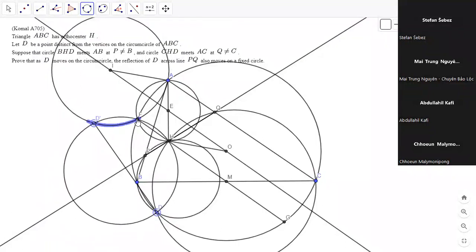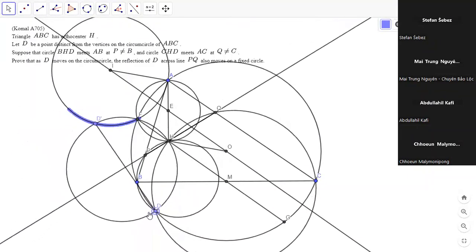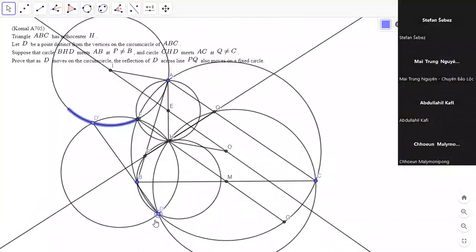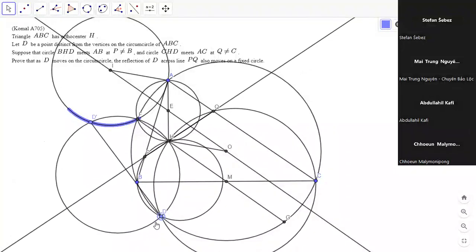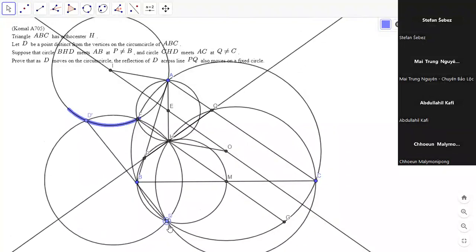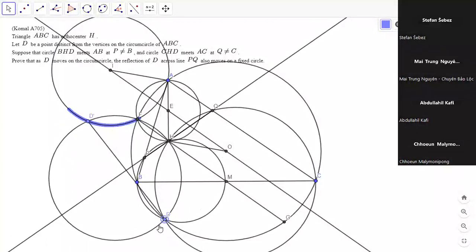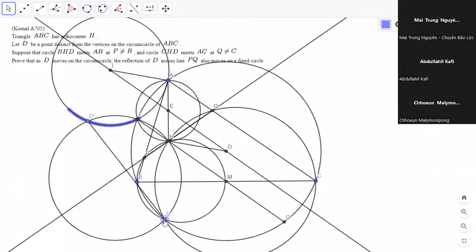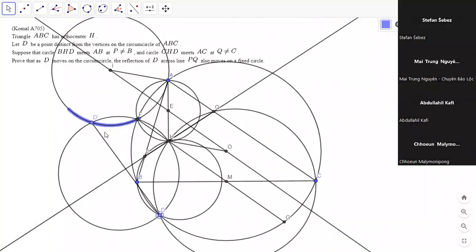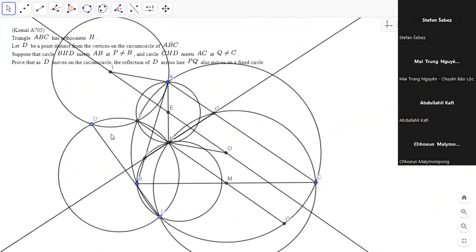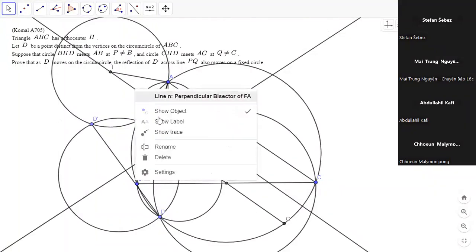Oh, is D prime DFH cyclic? Yes. I think this might be the key. Okay. So basically, wherever D is, we draw the circle FHD, and we let it intersect at D prime, and then we want to show that D prime is actually the reflection. I like that. I think that is a good idea.